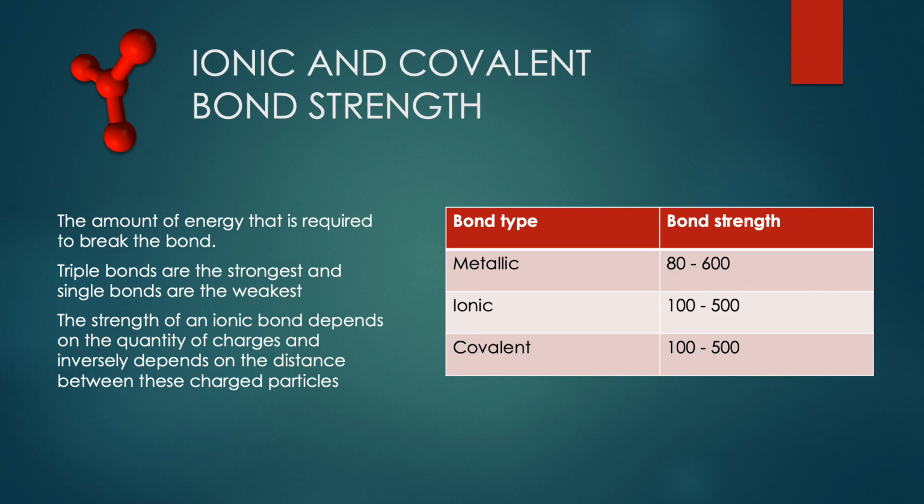The strength of the ionic bond is directly dependent upon the quantity of the charges and inversely dependent on the distance between the charged particles. A cation with a 2+ charge will make a stronger ionic bond than a cation with a 1+ charge. In comparison, ionic bonds are generally stronger than covalent bonds because the electronegativity difference between the two elements is much greater than that of the two elements in the covalent bond.